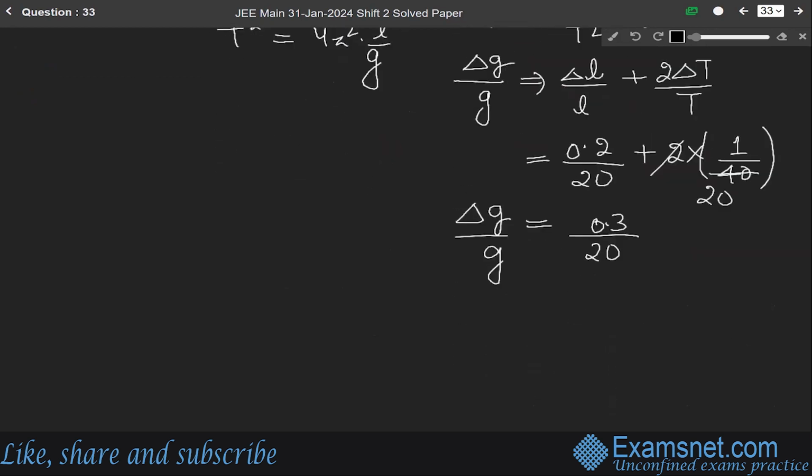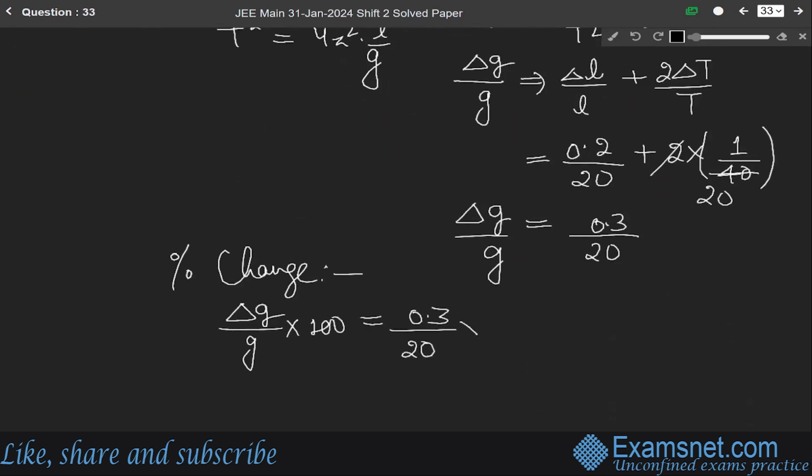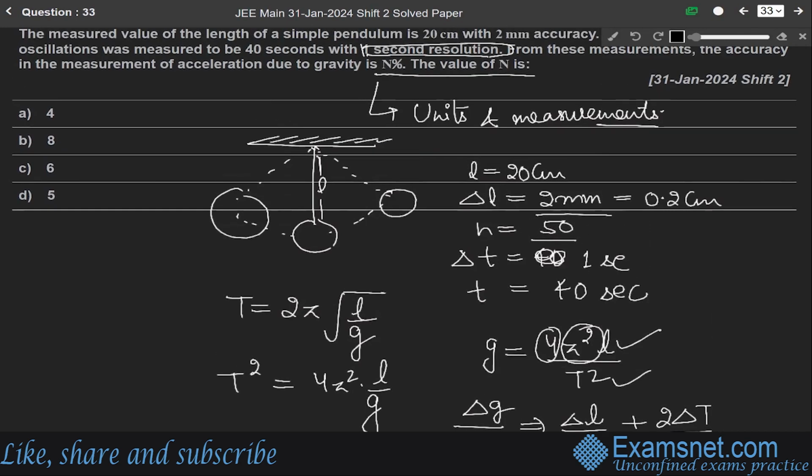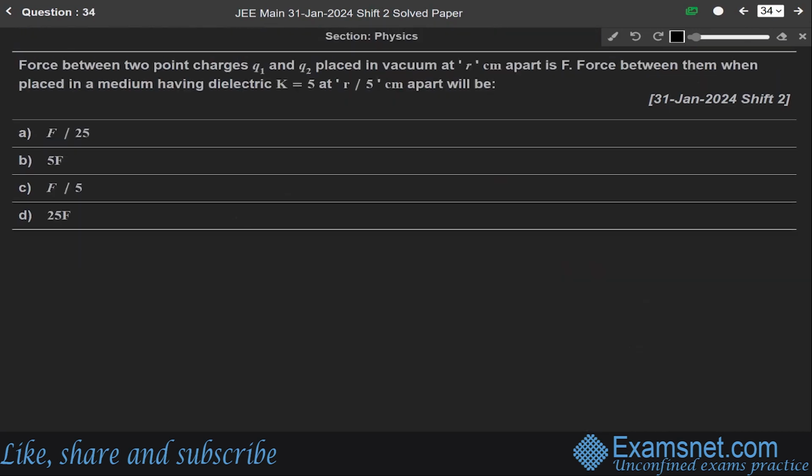But we have to find the percentage error. So the percentage change will be equal to delta g over g into 100, which is 0.3 over 20 into 100. So it will be equal to 6%. So our answer is 6%, option C. Now next question, 34.